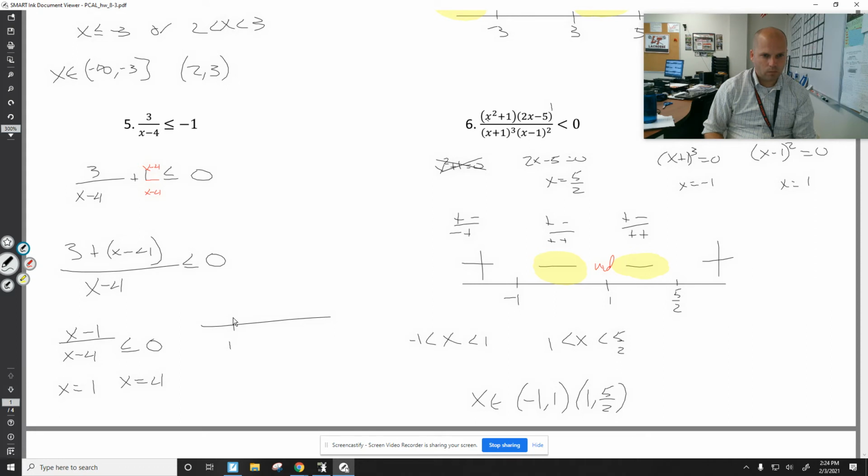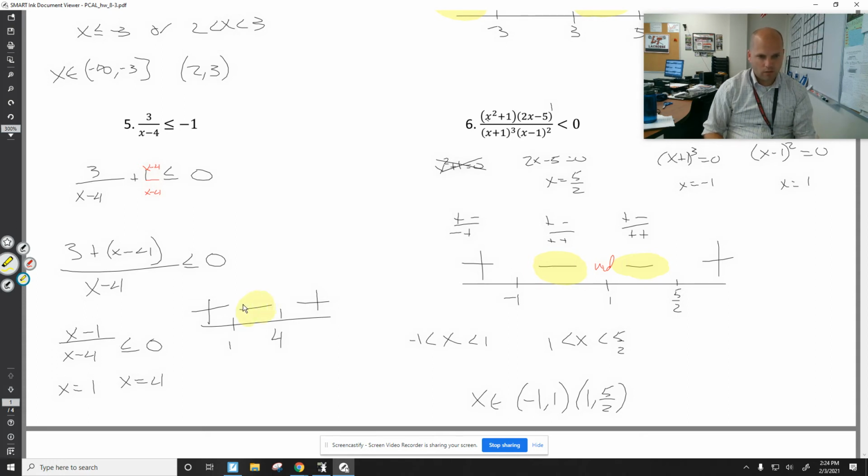Number line, 1 and 4. Positive to the right of 4, positive over a positive. 3, positive over a negative. Negative 1, negative over a negative. When are we less than or equal to negative 1 at the beginning? It's the same as when this is less than or equal to 0.